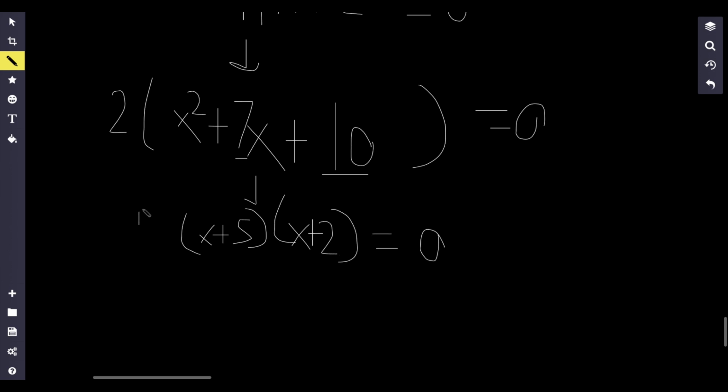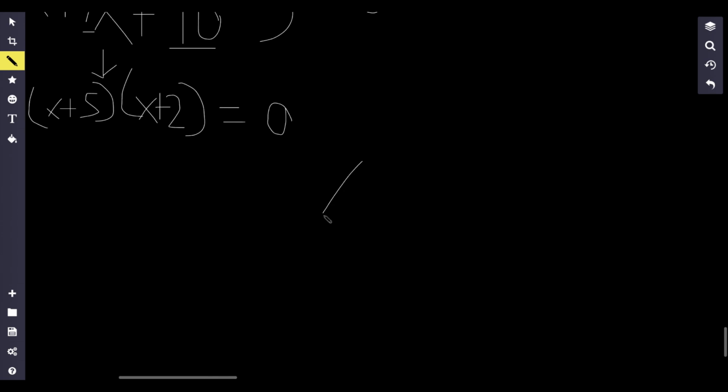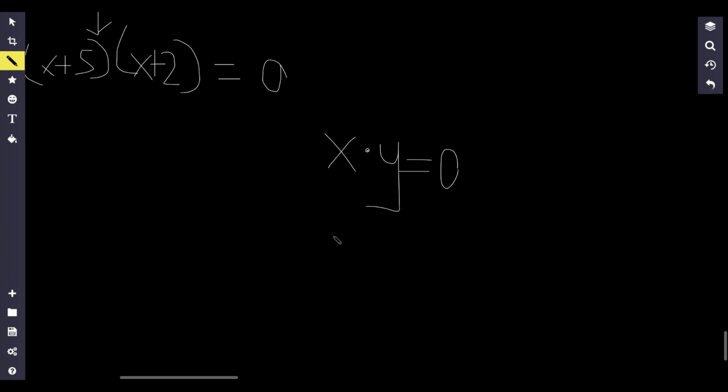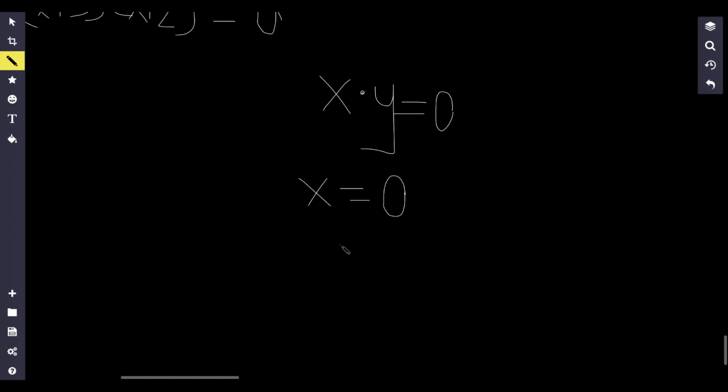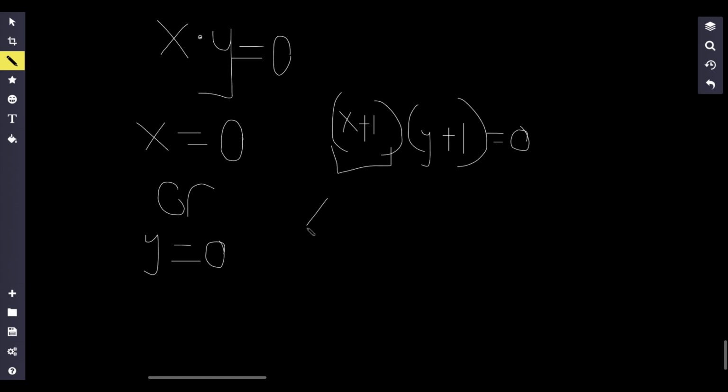And don't forget the 2 on the outside. So using the zero product property, the zero product property basically states that if you have x times y is equal to 0, either x is equal to 0 or y is equal to 0. So for example, if you have x plus 1 times y plus 1 is equal to 0, either this part of the equation is equal to 0, so either x plus 1 is equal to 0, or y plus 1 is equal to 0.